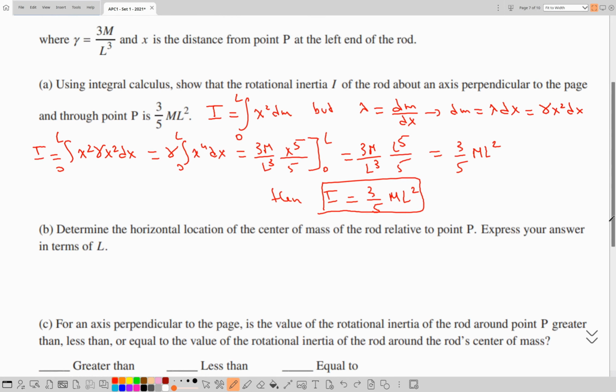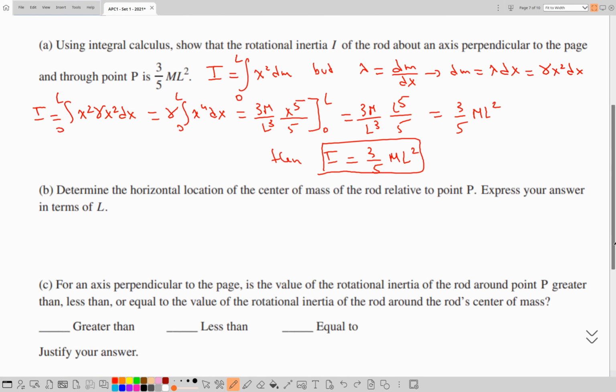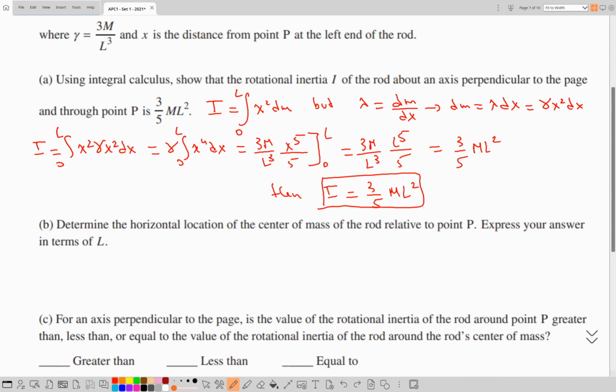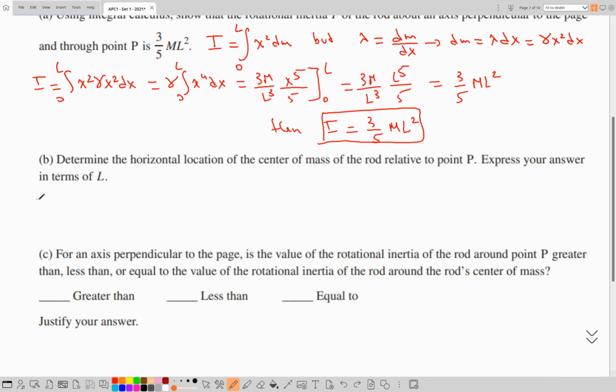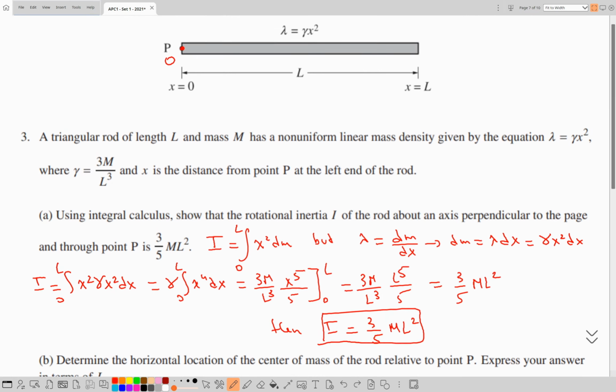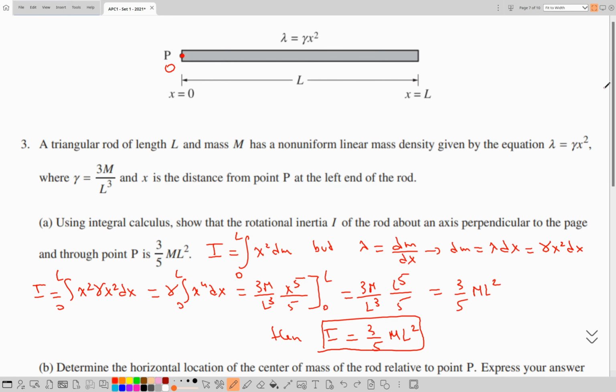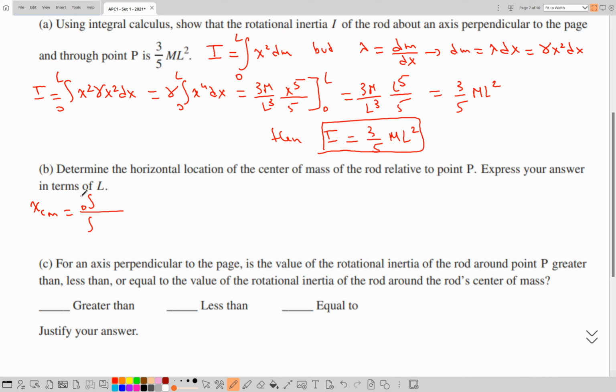Now in part B, they're asking us to determine the horizontal location of the center of mass of the rod relative to point P. Express your answer in terms of L. Then again we need to perform integration, and the position of the center of mass is given by the following relation: the ratio of two integrals. Again, we need to integrate from 0 to L based on our choice of origin. So from 0 to L. Now the upper integral is given by x dm, and the lower integral is given by the integration over the total mass.